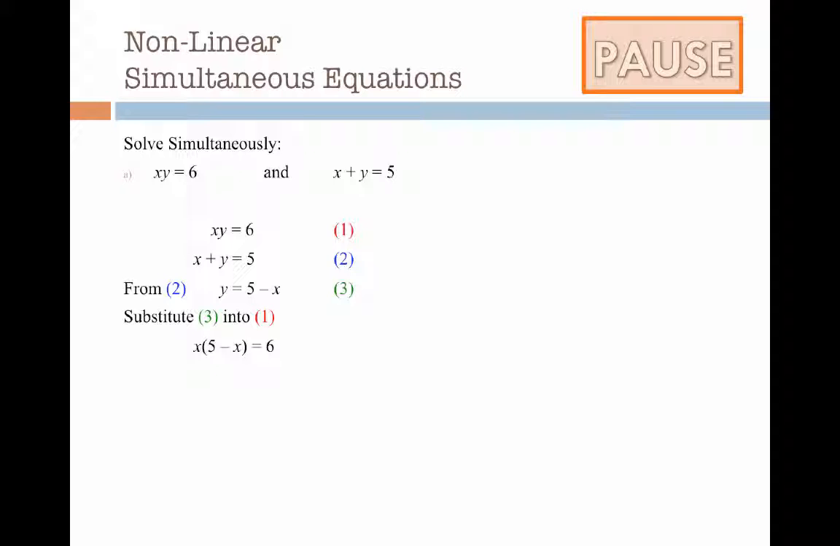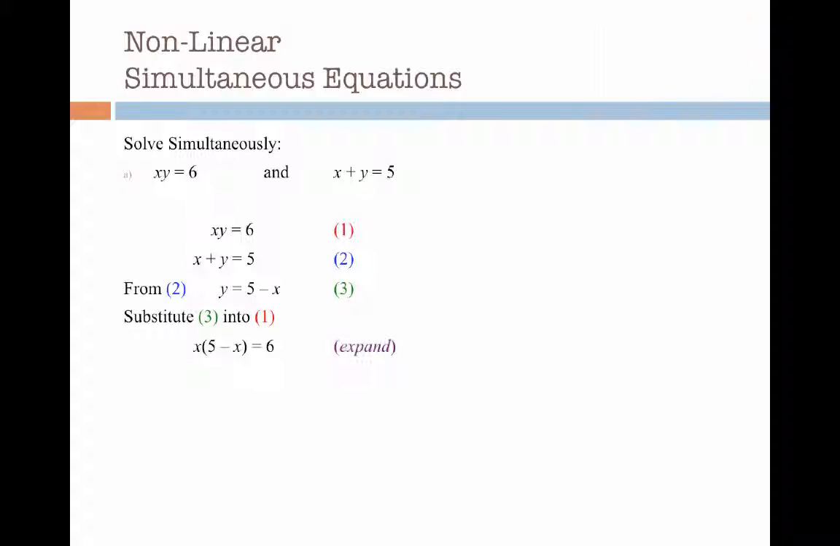Okay, if we did it correctly, our first step would have been to expand the bracket. This would have given us 5x minus x squared equals 6. My next step would be to write it in the general form. To do this, I want a positive coefficient of x squared, and I also want my equation to equal 0. This means that I'm going to be adding x squared to both sides, and I'm going to be subtracting 5x from both sides, giving me x squared minus 5x plus 6 equals 0.